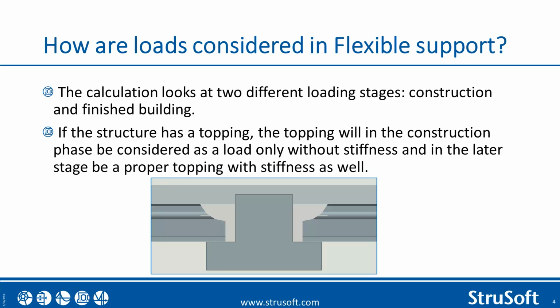The loads are considered in flexible support in two different loading stages. We have the construction site and we have the finished building. And if the structure has a topping, the topping will in the construction phase be considered as a load without any stiffness, and in the later stage it will be a proper topping with stiffness as well.